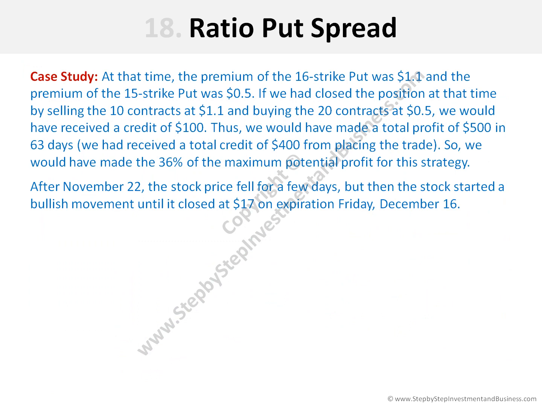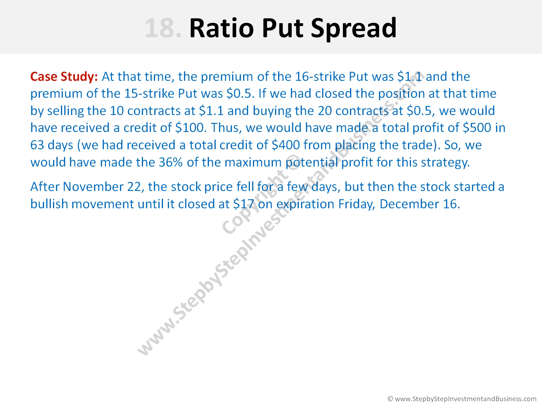At that time, the premium of the 16 strike put was $1.1, and the premium of the 15 strike put was 50 cents. If we had closed the position at that time by selling the 10 contracts at 1.1 and buying the 20 contracts at 50 cents, we would have received a credit of $100. Thus, we would have made a total profit of $500 in 63 days, because we had received a total credit of $400 from placing the trade. So we would have made 36% of the maximum potential profit for this strategy.